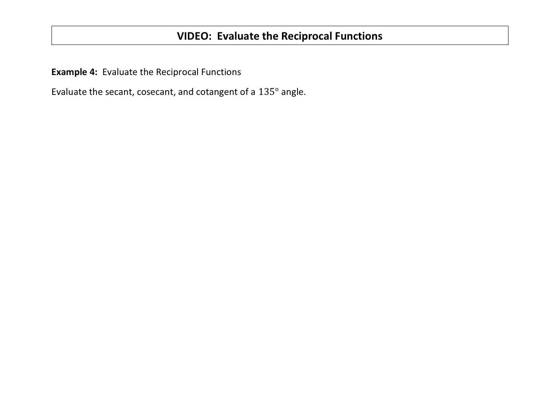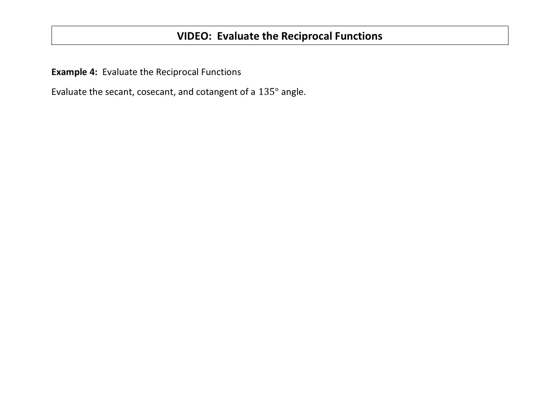All right, here's our last video for lesson 7.3. We're going to evaluate our reciprocal functions. Evaluate the secant, cosecant, and cotangent of a 135-degree angle. So, guess where we're going to start? We're going to draw our angle in the unit circle. No surprise there, right?